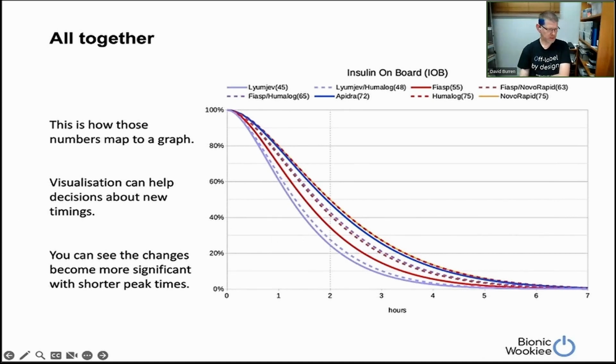So if I get my mouse in here, hopefully you might see it. So the 3 minutes at the slower end, now my mouse has gone away, I will try to hover it in the right position, is less significant than the 3 minutes that's the difference between 45 and 48. So as things get shorter and shorter, the significance of those extra minutes becomes larger. So the difference between 72 and 75 is not that great. The difference between 63 and 65 is pretty marginal.